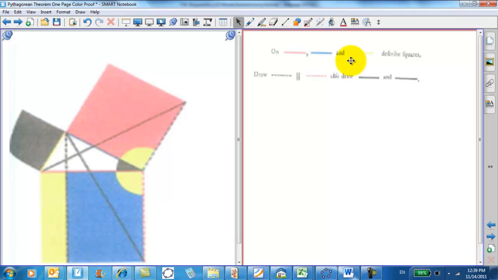Okay, so on this triangle, describe these squares. So they've made the red square and the black square and this sort of blue-yellow square. And we're going to try and show that this huge blue-yellow square, which is the side C squared, the hypotenuse squared, is equal to the sum of the black square and the red square. So let's see if we can do that. Now first it mentions drawing some of these things, so I'm going to switch my mode here.